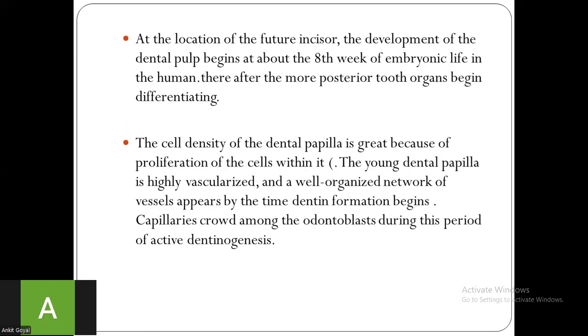At the location of the future incisor, the development of the dental pulp begins at the 8th week of embryonic life in the human. Thereafter, the most posterior tooth organ begins differentiating. The cell density of the dental papilla is greatest because of the proliferation of cells within it. The young dental papilla is highly vascularized and a well-organized network of vessels appears by the time dentin formation begins. Capillaries crowd among the odontoblasts during this period of active dentinogenesis.